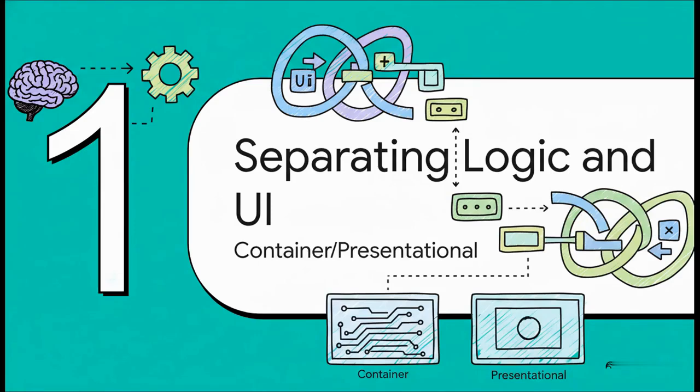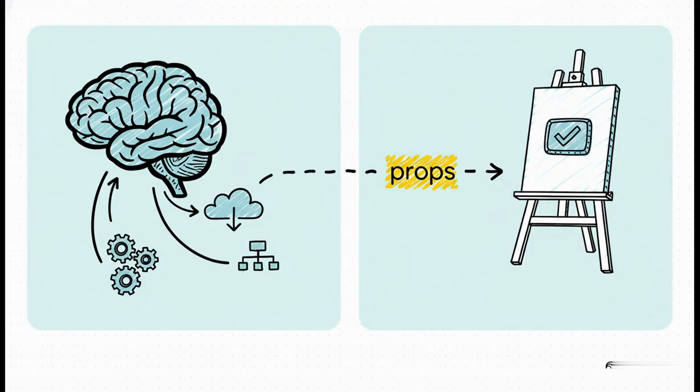Okay, first things first, we have to start with the absolute foundation. This is the one pattern that so much of modern React is built on: separating your logic from your UI. The easiest way to think about it is the brains versus the looks. On one side, you've got your container component. This is the brain of the operation. It's the smart one. It worries about all the heavy lifting, fetching data, managing state, all that business logic.